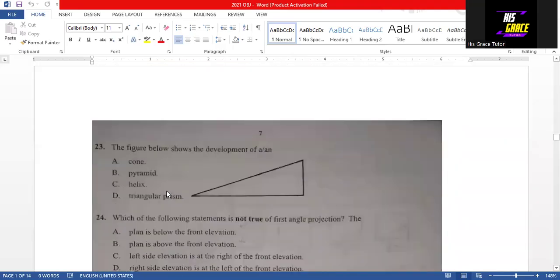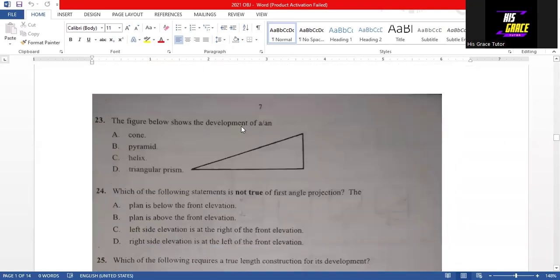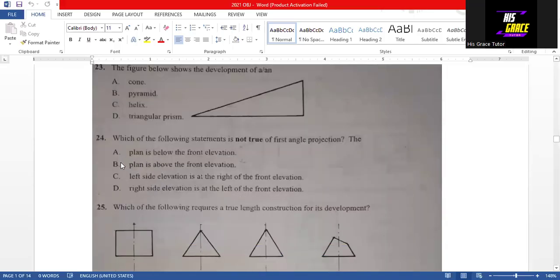Then question 23, the figure below shows development of a helix, that is option C is the answer to question 23. Question 24, which of the following statements is not true of first angle projection? The answer is option B. The plan is above the front elevation. That's not correct. It is in third angle projection that we have the plan above the front elevation. So option B is the answer to question 24.